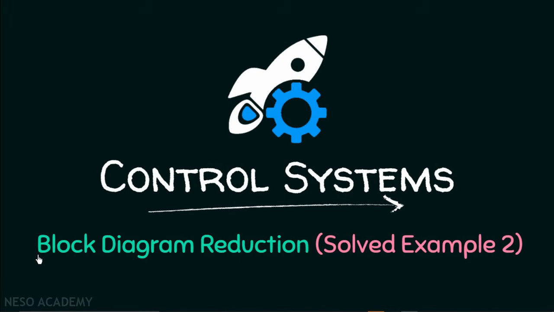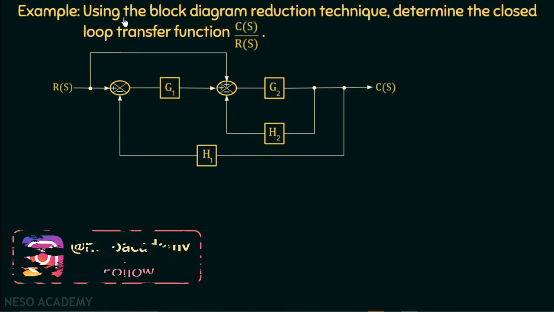In the previous lecture, we have discussed one example based on block diagram reduction. Now in this presentation, we are going to discuss one more example based on block diagram reduction. So let's get started. Using the block diagram reduction technique, determine the closed loop transfer function C(s) over R(s).